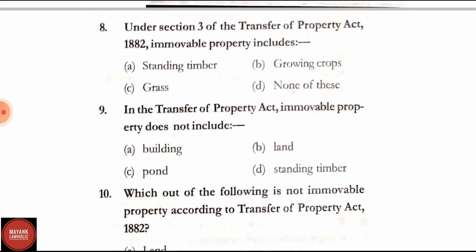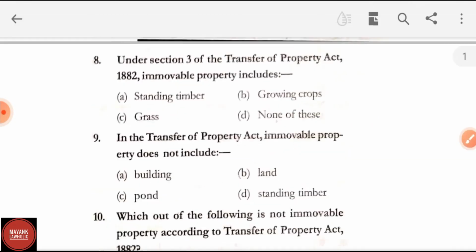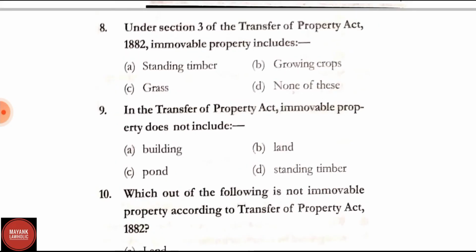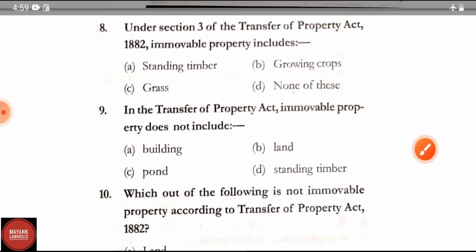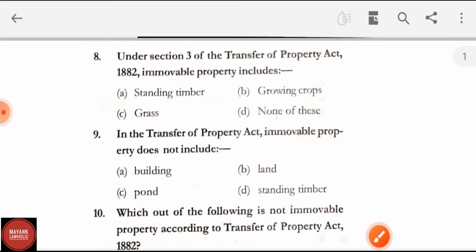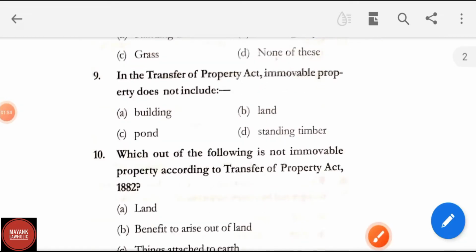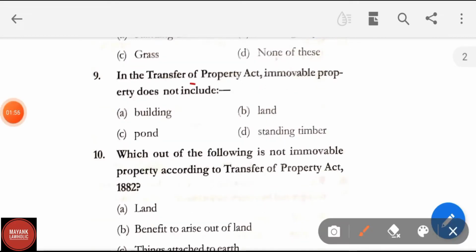Question number 8. Under Section 3 of the Transfer of Property Act, immovable property includes. Options are standing timber, growing crops, grass, none of them. Here the correct answer is none of these. Question number 9. In Transfer of Property Act, immovable property does not include building, land, pond, standing timber. Correct answer is D. Standing timber.